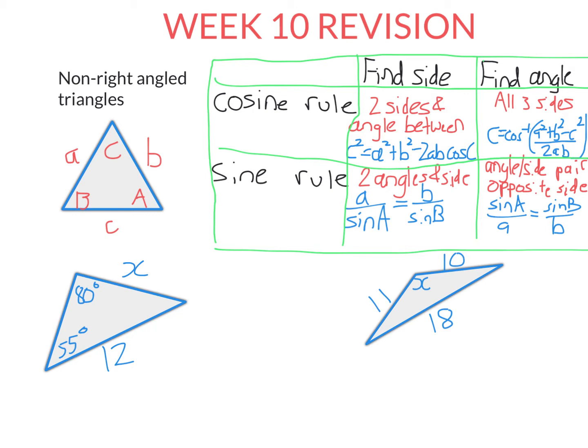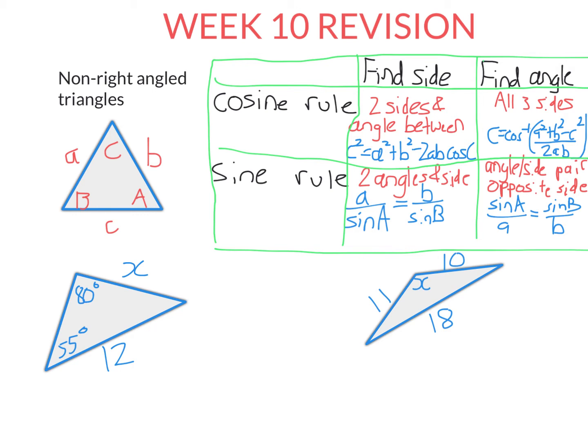So the way we label a non-right angled triangle is different than a right angled triangle. We don't call the sides here opposite, hypotenuse, and adjacent. What we do is we just label the sides with small letters a, b, and c. The big letters indicate angles, and it's important that you have side a opposite angle A, side b opposite angle B, and side c opposite angle C.